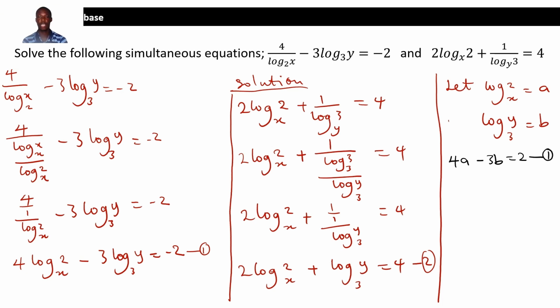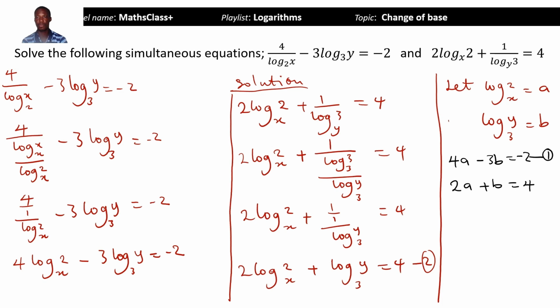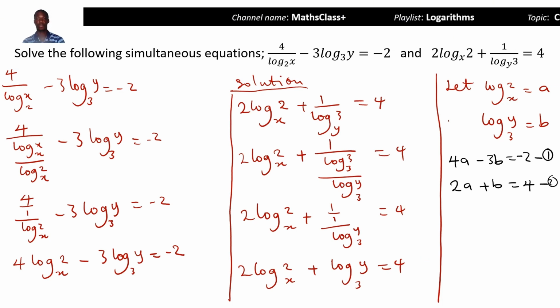So the labeling here, I can cancel the equation 1 here. And then for equation 2, it becomes 2a plus b is equal to 4. Sorry, the first one should be equal to negative 2. And that also becomes my equation 2, and I clean the equation 2 label for this one. So now I have to solve the two simultaneously.